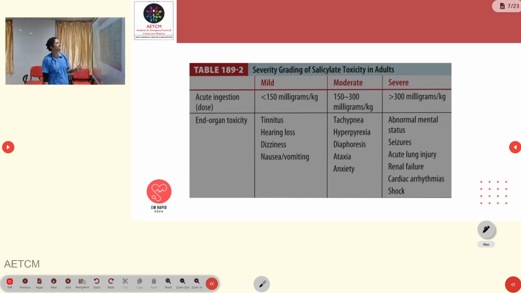Coming to severity grading, in acute ingestion there will be doses and then end organ toxicity, in which all organs will be affected. In mild, it is less than 150 milligram per kilogram. It may cause tinnitus, hearing loss, dizziness, nausea and vomiting. In moderate, that is 150 to 300 milligram per kilogram, there will be tachypnea, hyperpyrexia, diaphoresis, ataxia and anxiety. And in severe, that is more than 300 milligram per kilogram, there will be abnormal mental status, seizures, acute lung injury, renal failure, cardiac arrhythmias and shock.